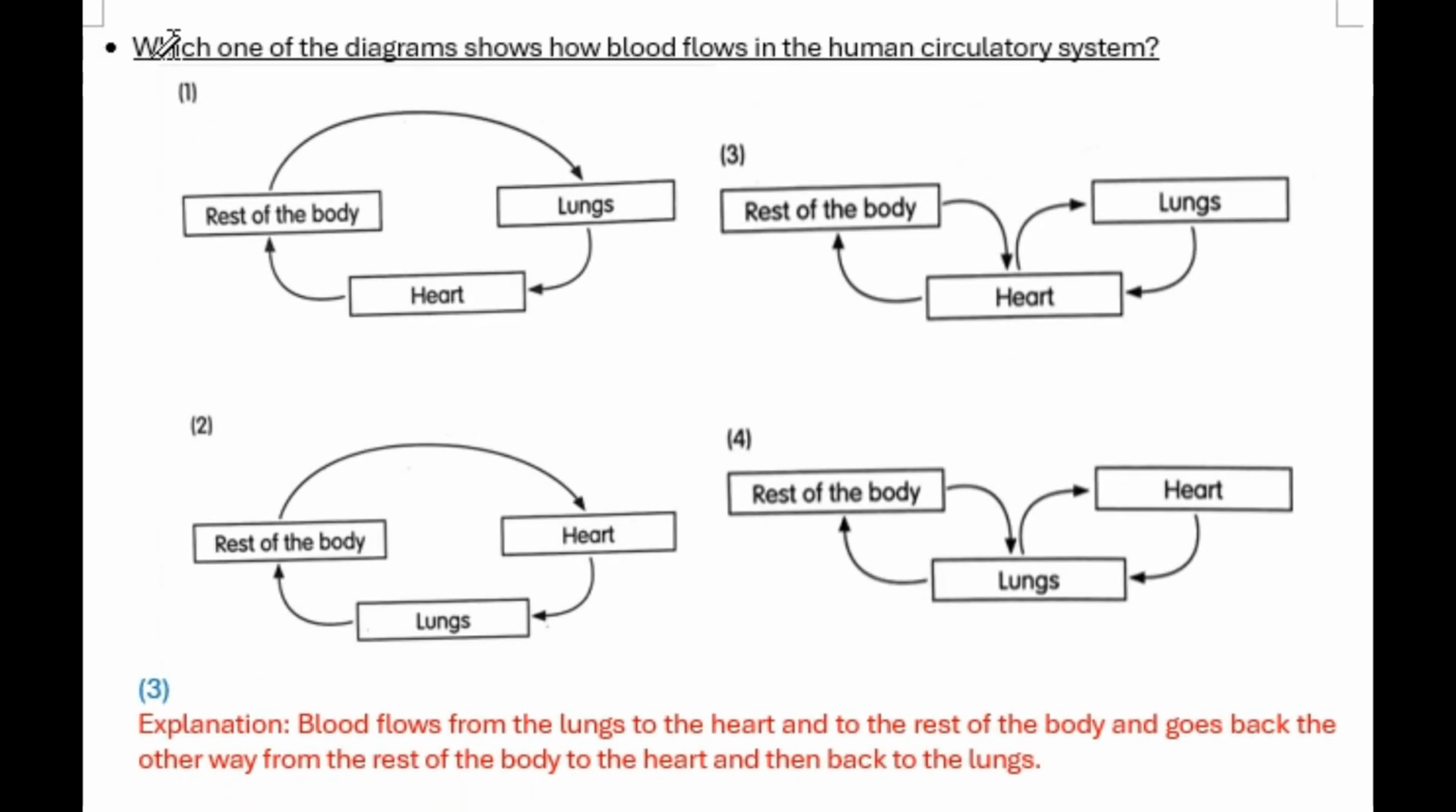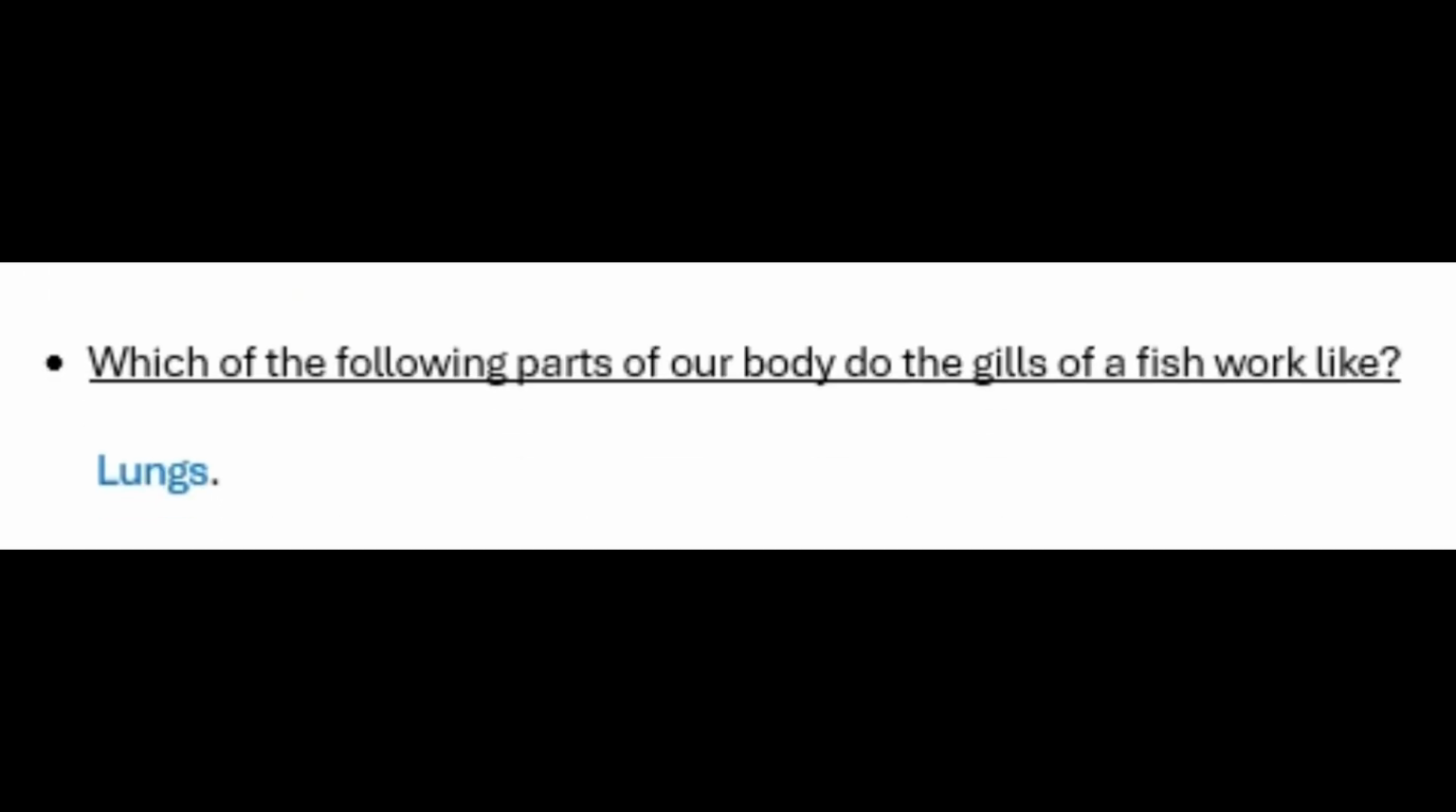Which one of the diagrams shows how blood flows in the human circulatory system? Tree. Explanation: blood flows from the lungs to the heart and to the rest of the body, and goes back the other way, from the rest of the body to the heart and then back to the lungs. Which of the following parts of our body do the gills of a fish work like? Lungs.